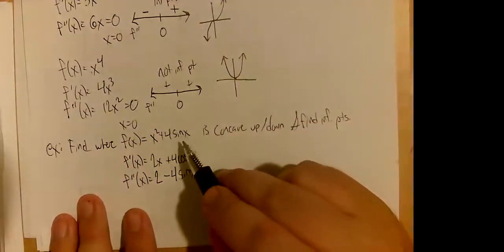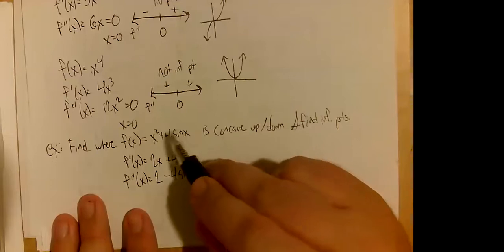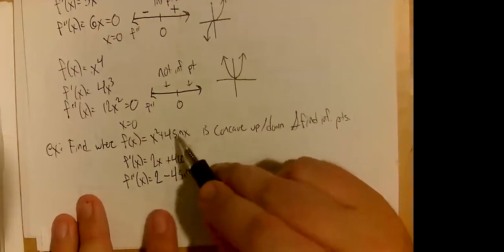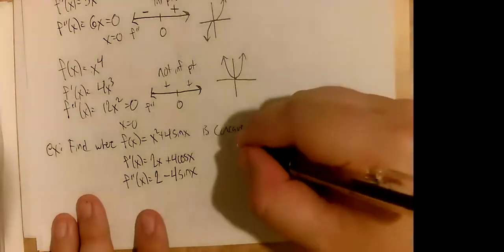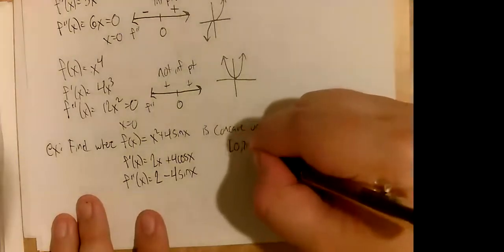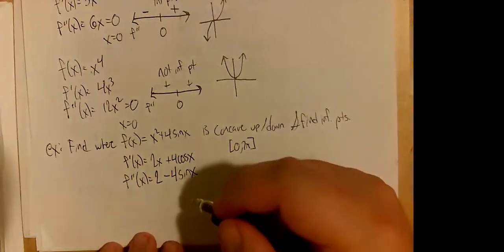Actually, wait a minute. This is a periodic function right here. So I'm actually going to limit this to 0 to 2 pi. How about we do that? Because then there are going to be infinitely many inflection points if we don't do that. All right, so let's see here.